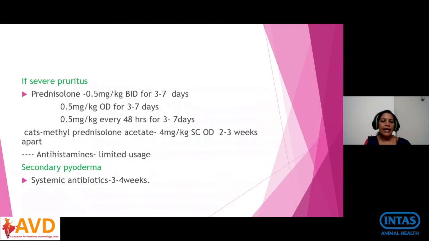In case of cats, we can give methylprednisolone acetate, and prednisolone can also be given. Methylprednisolone can be given at 4 milligram per kg body weight subcutaneously, 2 to 3 weeks apart, and this is found to be effective.